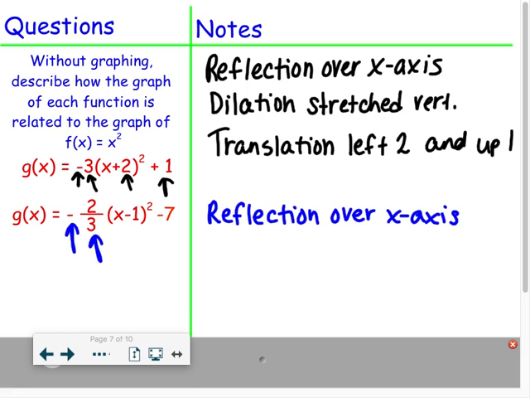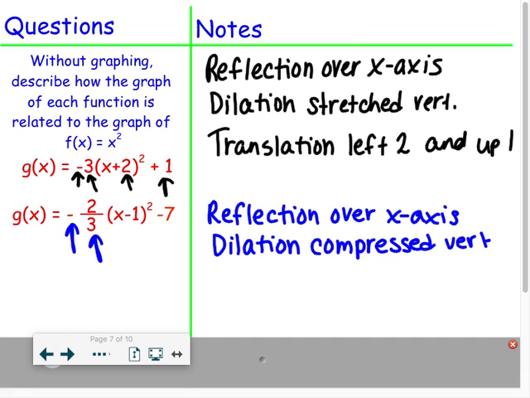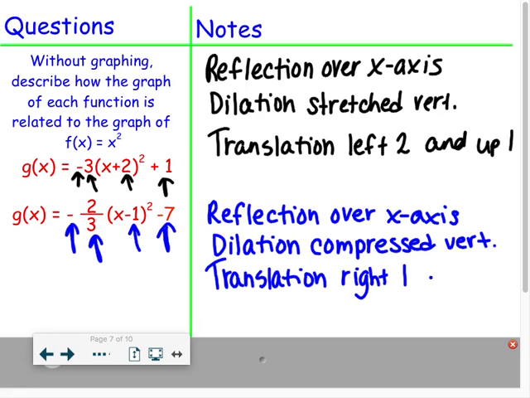Okay, the 2/3. The 2/3 has an absolute value less than 1. So dilation, compressed vertically. And then our translation this time is going 2 directions. In the parentheses, the -1 is right 1, the opposite of what we would expect. The -7 is down 7.